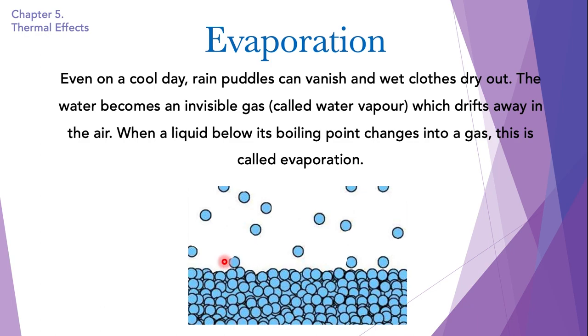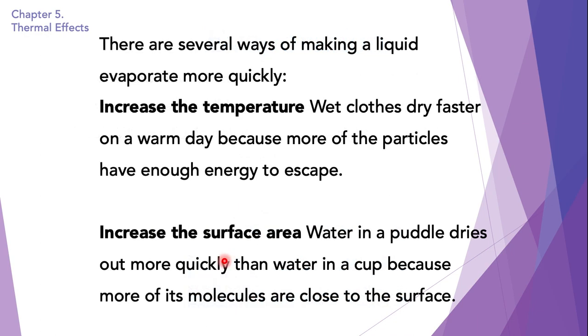Now we're going to look at several ways of making a liquid evaporate more quickly. From this, we are going to get the answers about how rain puddles can vanish and wet clothes can dry out even on cool days. Firstly, we have increased the temperature. We all know wet clothes dry faster on a warm day because more of the particles have enough energy to escape. Because of heat energy, the particles move faster, so they have enough energy to escape.